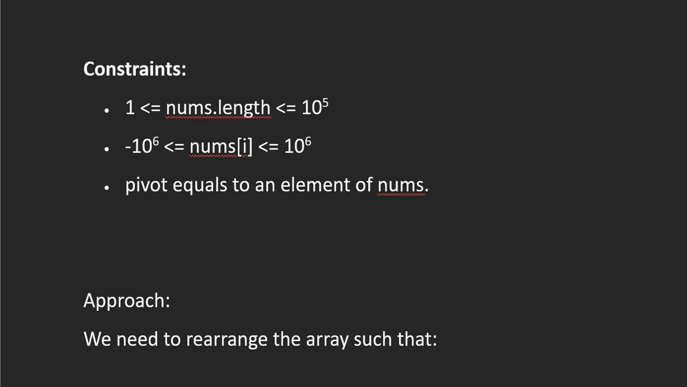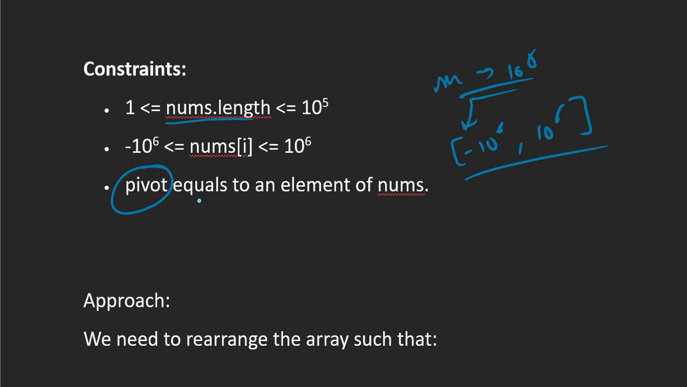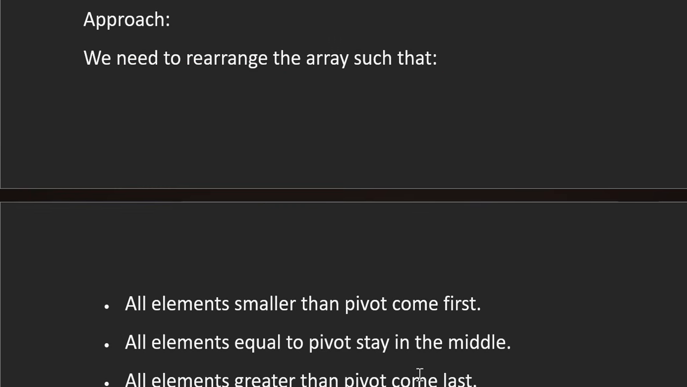So let's see the constraints. Here the nums array has up to 10^5 elements, and each element ranges from -10^6 to 10^6, and it is given that pivot belongs to some element in the nums array, right? So let's move to the approach part.